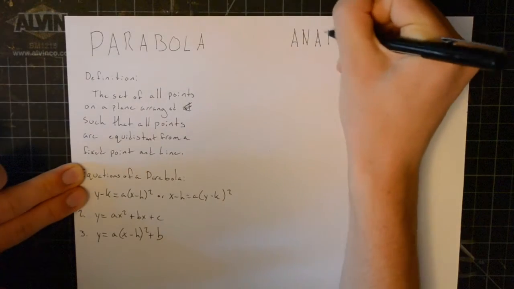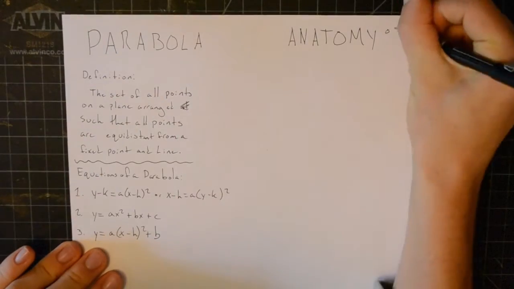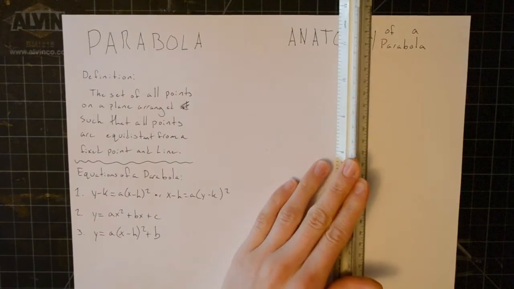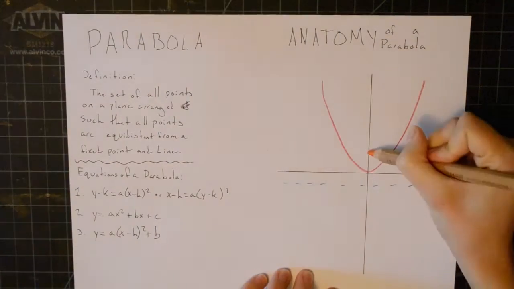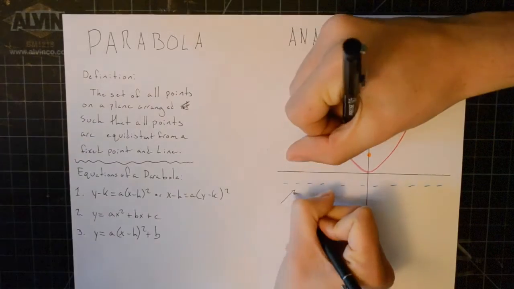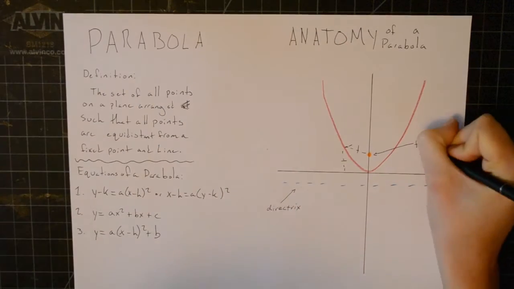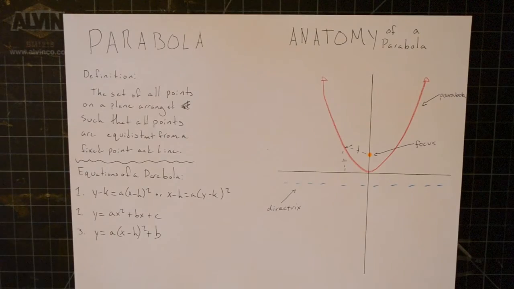The anatomy of a parabola. A parabola is comprised of multiple parts. It consists of a plane, the directrix, and the focus, and the parabola itself, or the set of all the points.